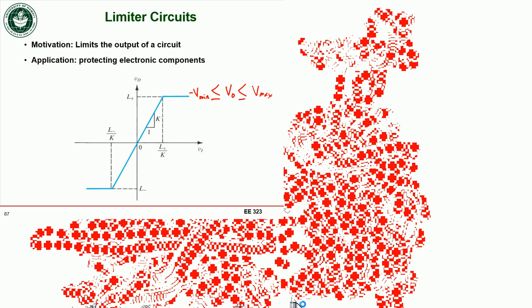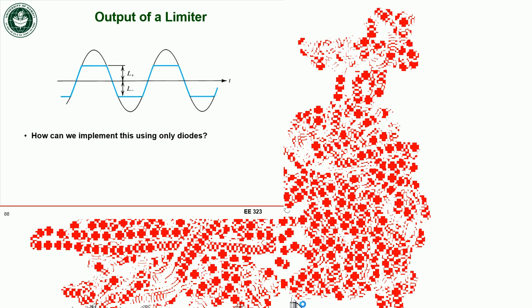Okay, so for example, if the black curve is my input signal, but I only want to limit my output to some positive swing L plus and some negative swing L minus. If this is my input signal, then this blue curve is going to be the output of the limiter.